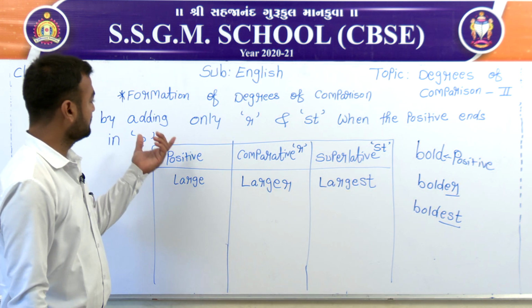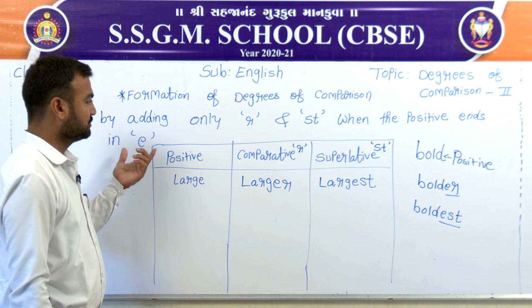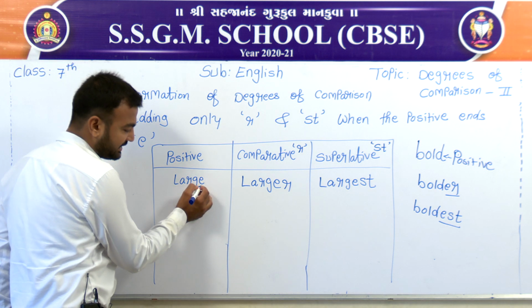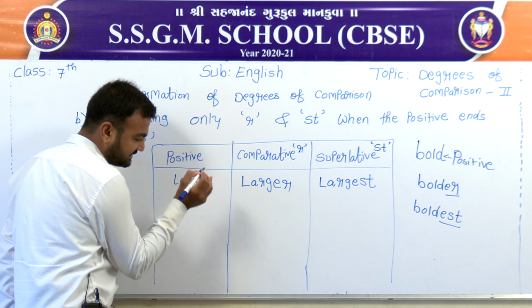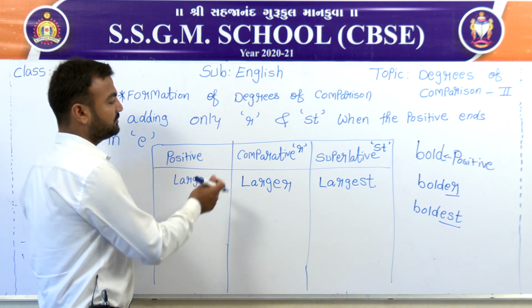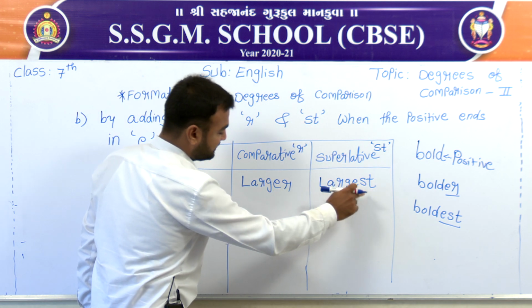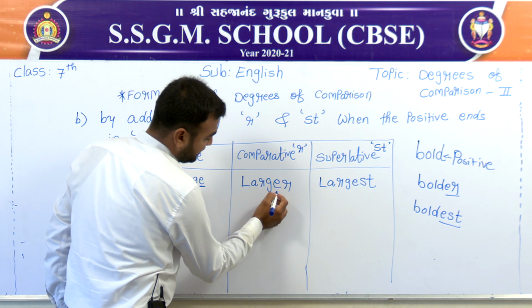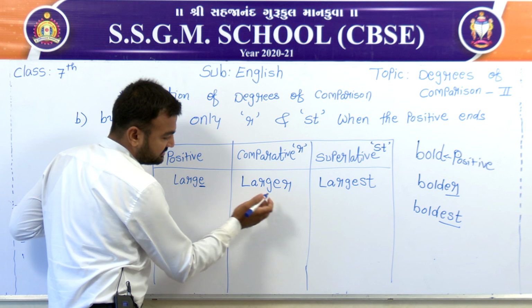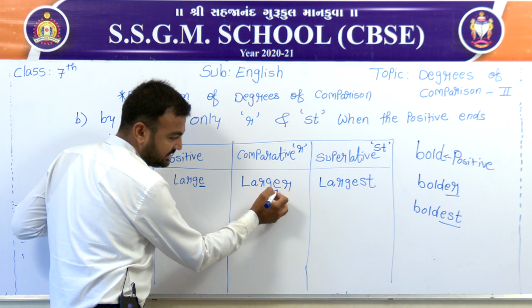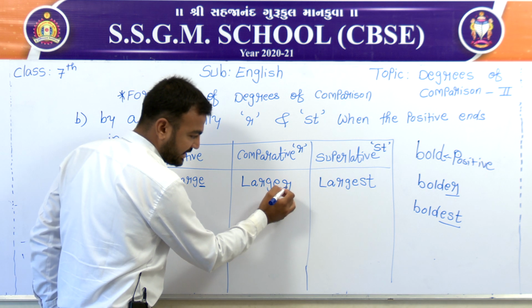But in this rule number 2, if the positive degree ends in E, that means the last letter is E, then we have to add R and ST. Students, keep this in mind: if the degree ends in E, then we have to add only R.